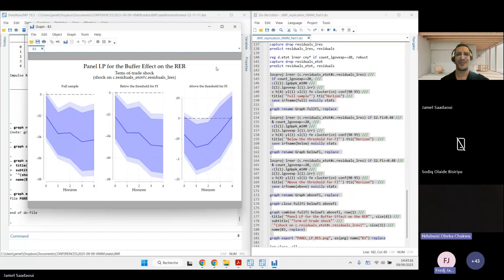Sure. The question is about how to read the graph. I mean, is it like a normal impulse response function? It does mean, when it does not go back to zero, that somehow there is no mean reversion. There's been kind of persistence in the dynamics over time.